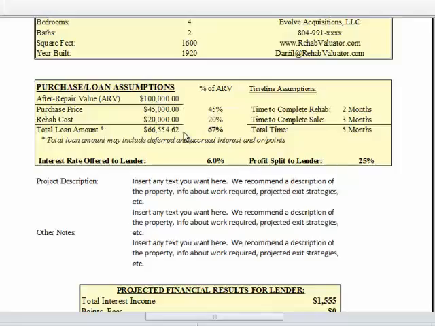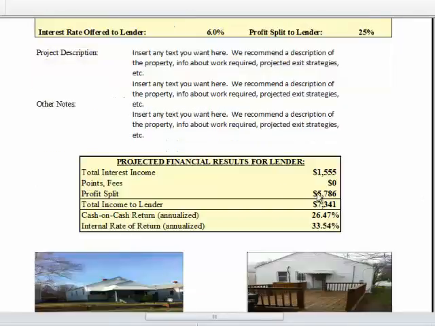So you're borrowing 67% of the value, again, 5-month timeline, and you're saying, look, interest rate offered to lender is 6% with a 25% profit split. And the way our software works is if profit split is disabled, this never even comes up in the conversation. It's blanked out. And look at this. You're showing your lender, you're going to make interest income of $1,500, but you're going to get another $6,000 almost as a profit split, so your total income will be $7,300. And here's your cash on cash return and the internal rate of return.